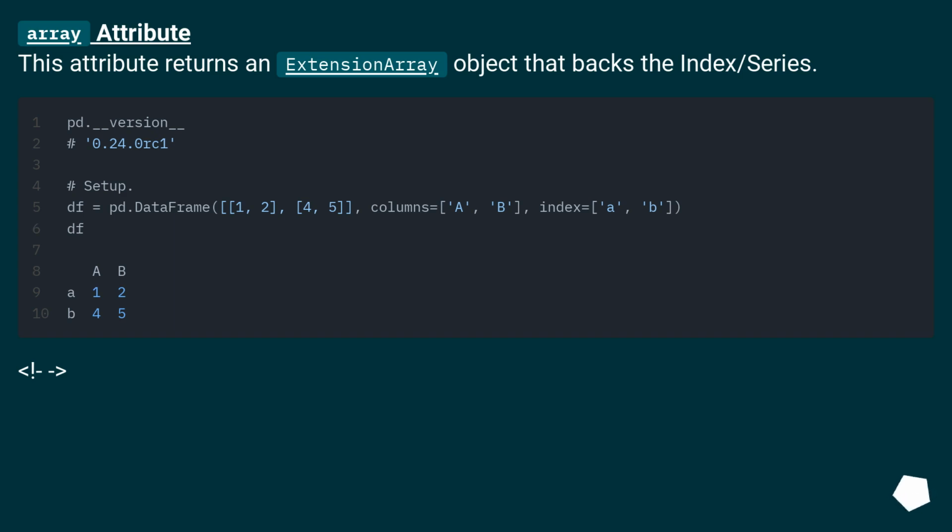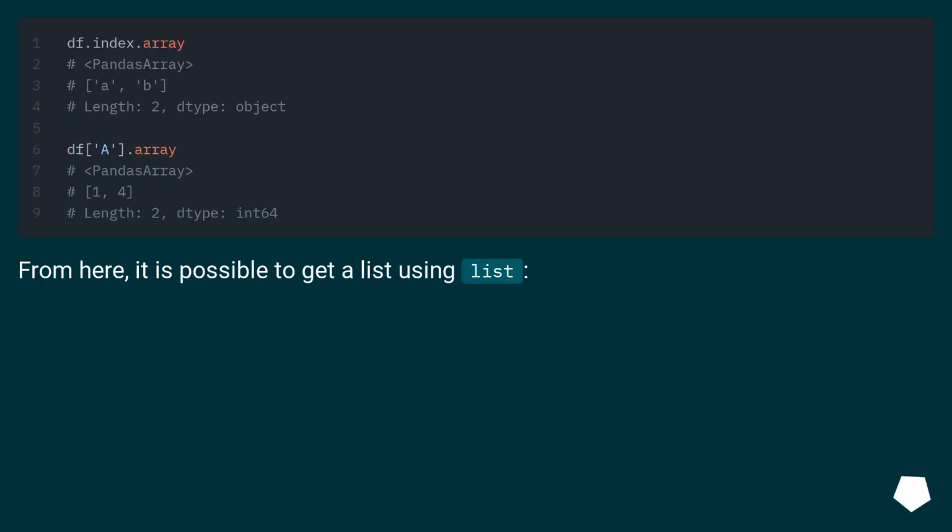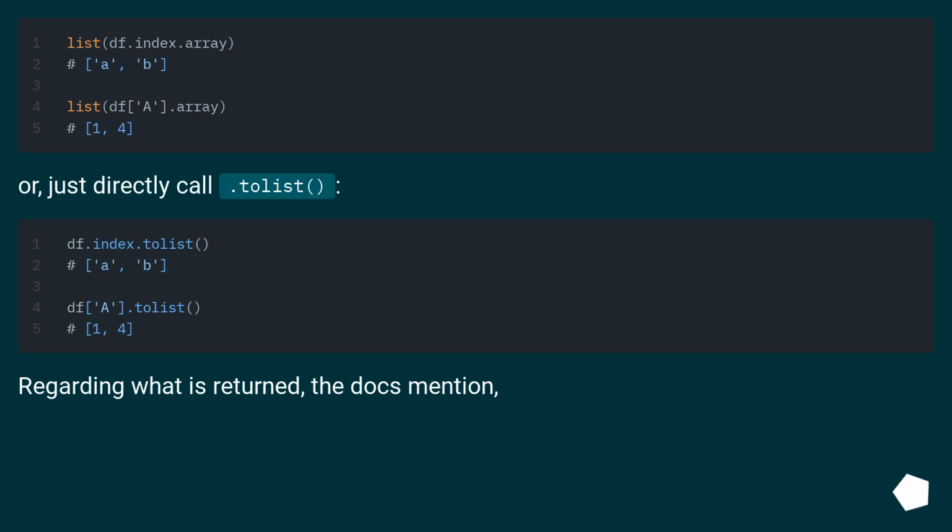Array attribute. This attribute returns an extension array object that backs the index/series. From here, it is possible to get a list using list, or just directly call .tolist.